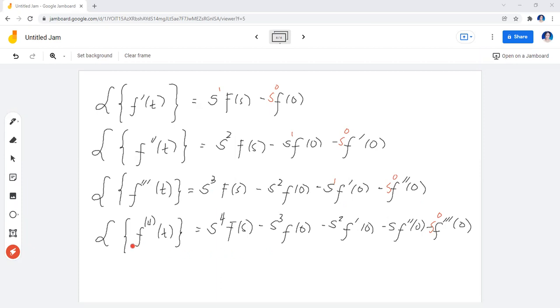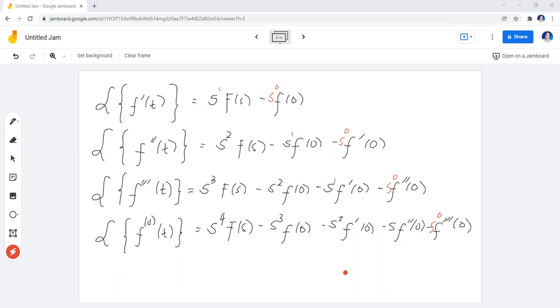And for the Laplace transform of the fourth derivative, you have s raised to 4 times the function of s minus s cubed f of 0 minus s squared f prime of 0 minus s f double prime of 0 minus f triple prime of 0.